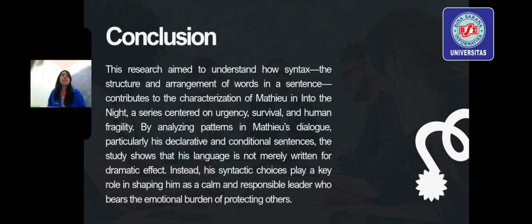But that's why this is the important part. So balancing patterns in Matthew's dialogue, particularly declarative and conditional sentences, the study shows that his language is not merely written for dramatic effect. Okay, I think it's a little bit deep, but instead his syntactic choices play a key role in shaping him as a calm, responsible leader who bears the emotional burden of protecting others. So that's why his syntactic choices show the importance of syntax. If I explain this, it would take a long time. It would take forever because syntax is not just the syntax tree that I explained before.